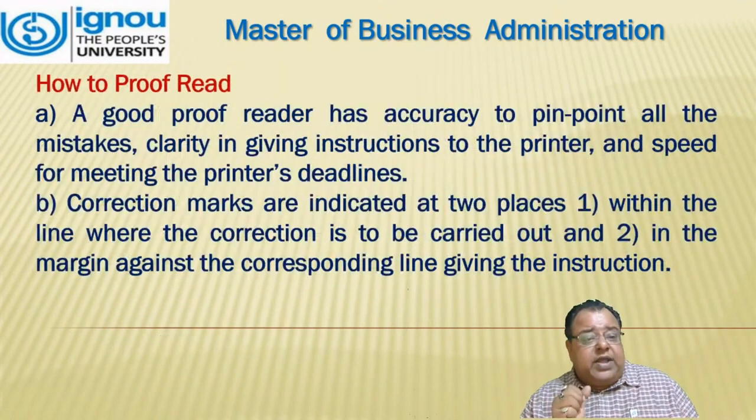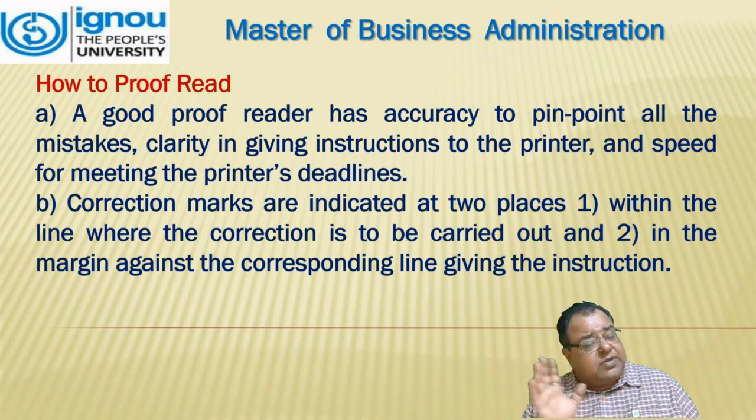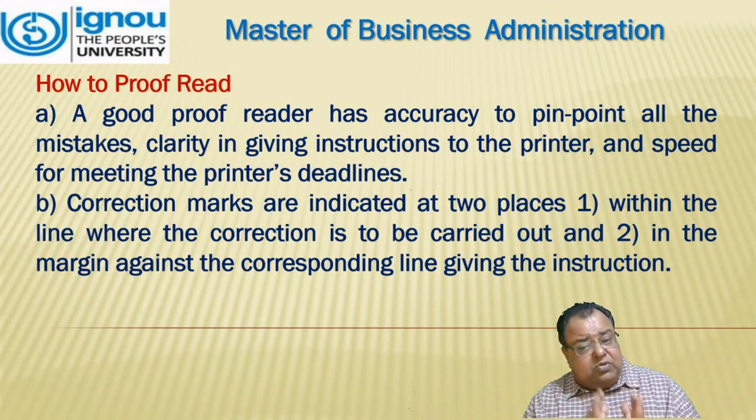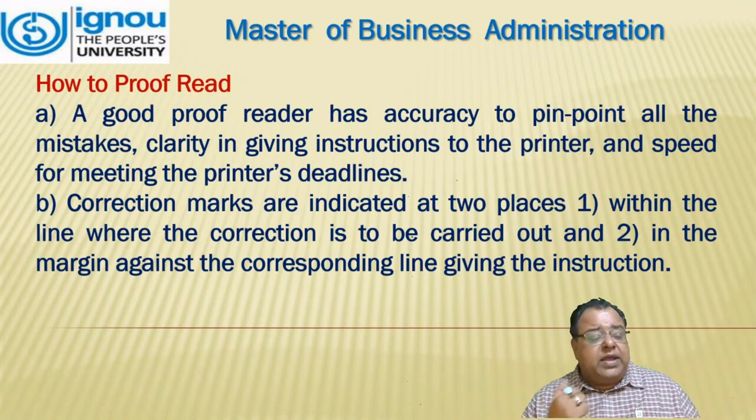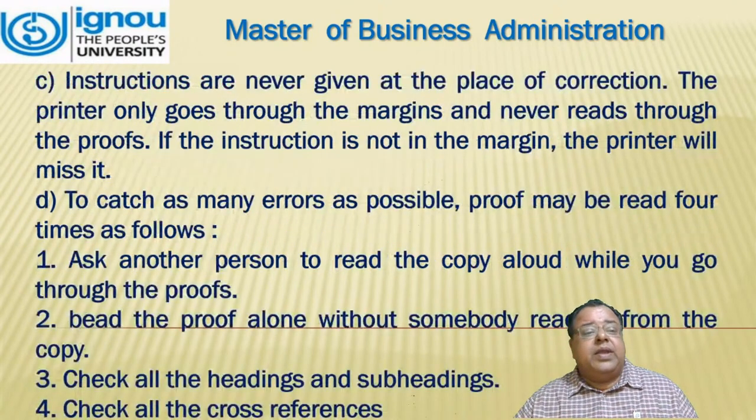How to proofread? A good proofreader has an accuracy to pinpoint all the mistakes, clarity in giving instructions to the printer, and speed for meeting the printer's deadline. Correction marks are indicated at two places: within the line where the correction is to be carried out, and in the margin against the corresponding line giving the instructions.